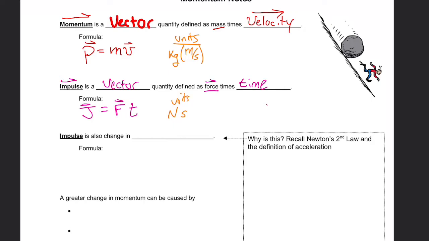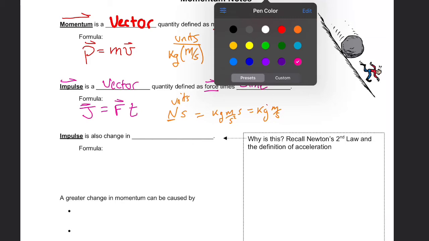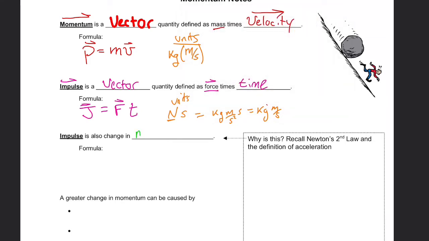Now, if you think about what's a newton, right? What is inside a newton? A newton is a force. A force is a mass times an acceleration. So this is really a mass in kilograms times an acceleration in meters per second squared, multiplied again by seconds, thus simplifying to kilogram meters per second. The same units as momentum above. This leads us to understand that an impulse will change an object's momentum. So impulse is also a change in momentum.